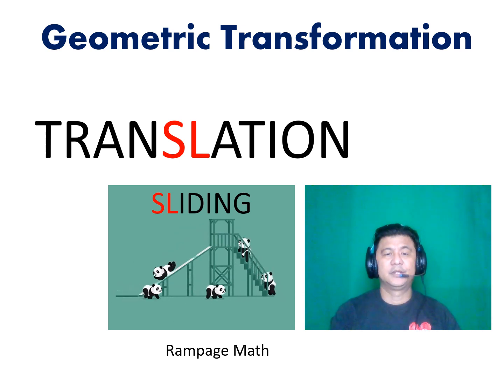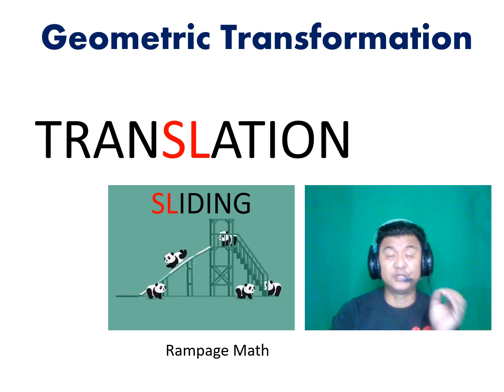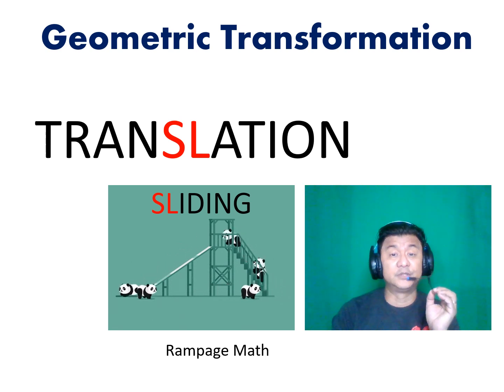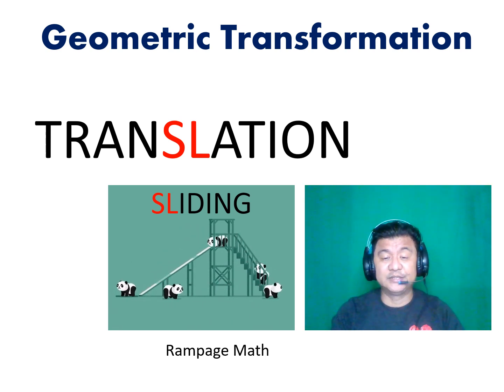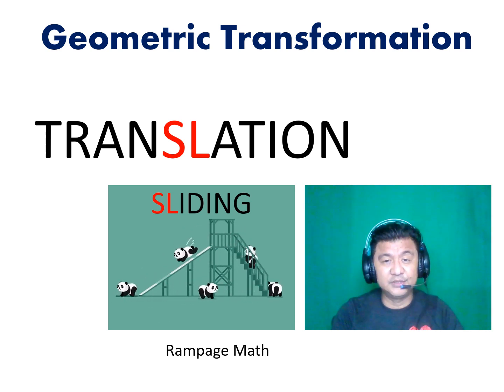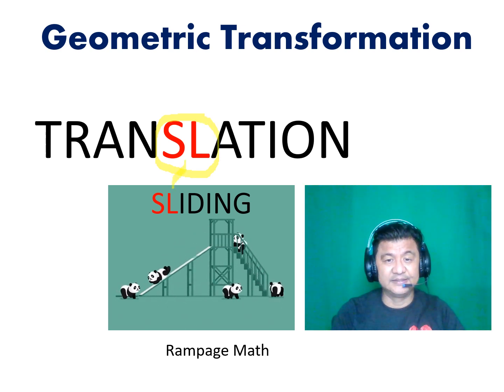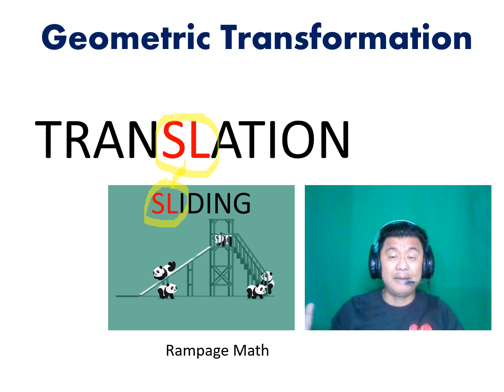Okay, so today we're going to talk about translation. Translation is one of the geometric transformations. And take note of the word translation: when you see the SL, relate it with sliding. There you go, sliding. So translation, what happens when we translate?